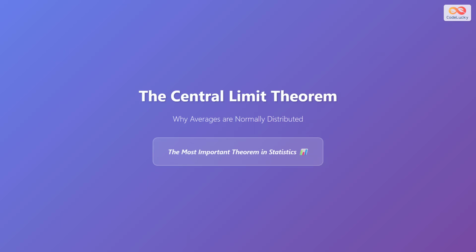Welcome. In this presentation, we will explore the Central Limit Theorem, one of the most important theorems in statistics. The Central Limit Theorem explains why averages are normally distributed. It is the most important theorem in statistics.